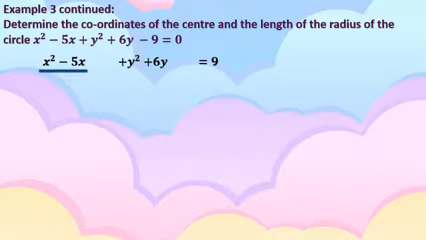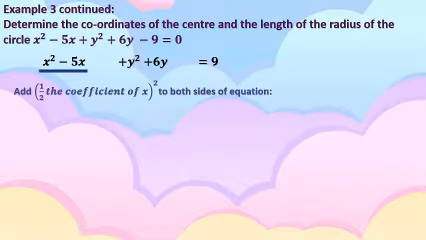Let's first work with x squared minus 5x, and let's complete the square for x. How do we complete the square again? You look at the coefficient of x. So in this case, the coefficient of x is negative 5. You halve it, you square it, you add it. So half of negative 5, all squared, will give us positive 25 over 4.